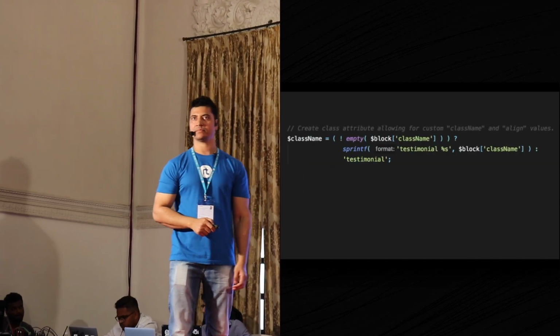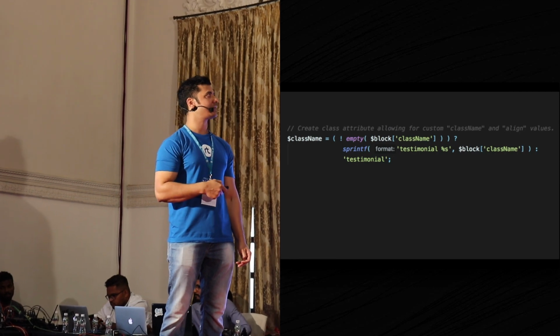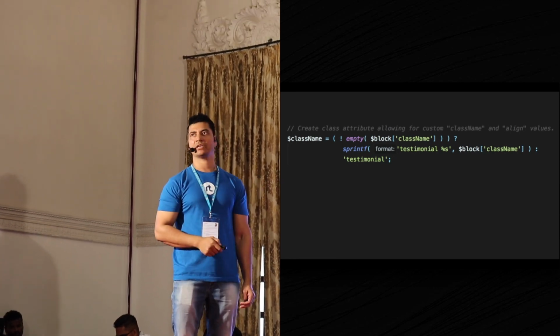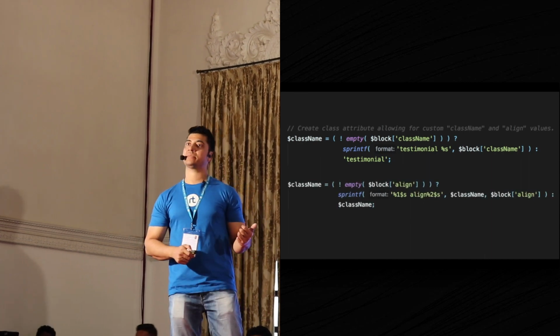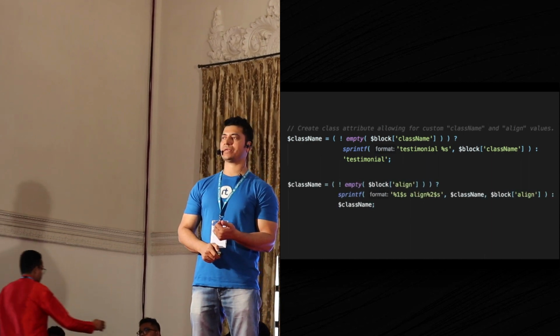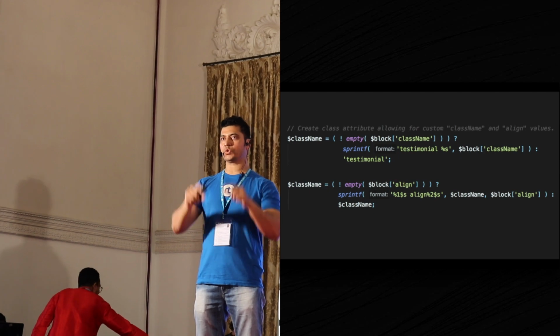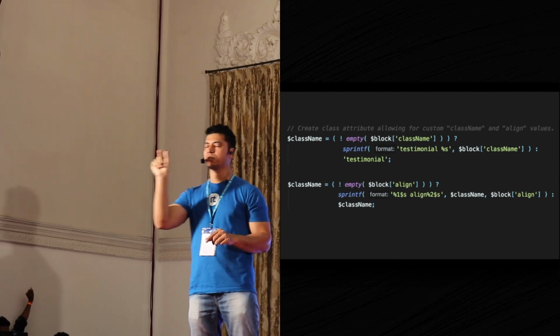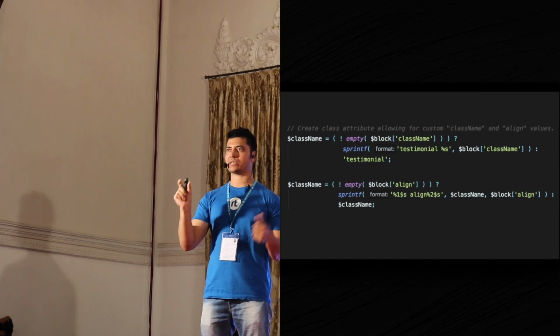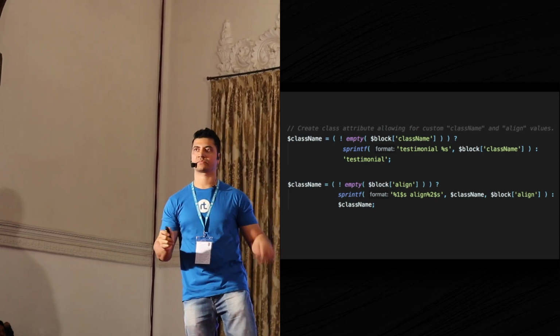Then we have class name. We check if the block has a class name and we set these values over here. We can also use alignment. If you work with WordPress blocks, you already know there is a toolbar on top which says align left, align right, and then you can align it full as well. You guys are aware of it? Yeah? Great.